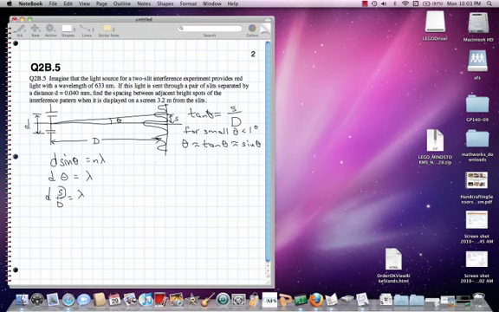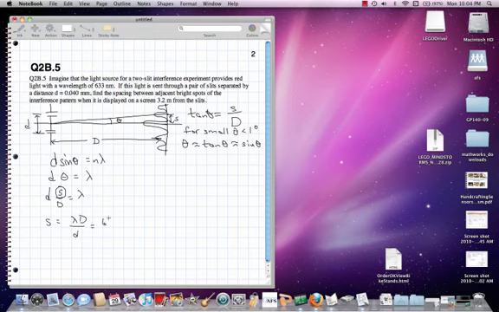And now S is what I'm looking for, the spacing between adjacent bright spots. If I multiply both sides by capital D and divide both sides by little d, I'll end up getting S alone. So S is equal to lambda capital D over little d.